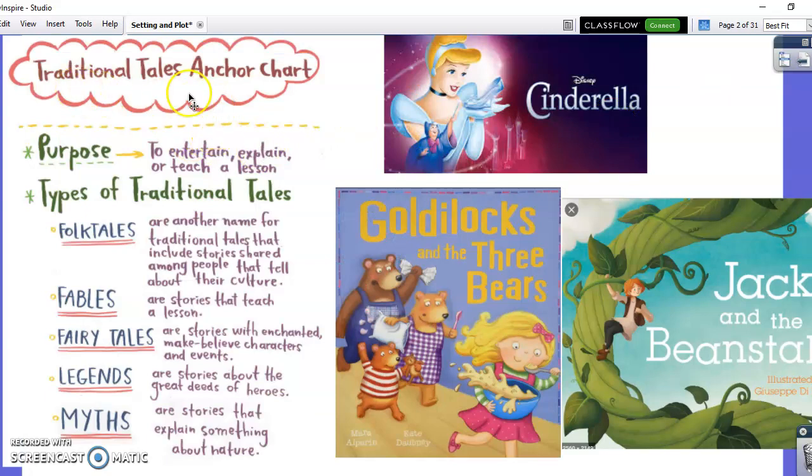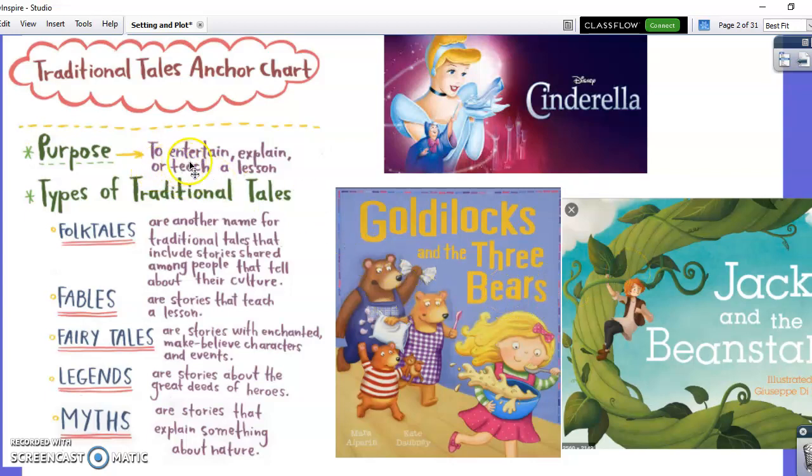This story is a traditional tale. Some of your popular traditional tales in the United States would be like Cinderella, Goldilocks and the Three Bears, or Jack and the Beanstalk. We know these are traditional tales. They're usually very old stories that people have been telling for lots and lots of years. We're talking about way back before computers and electricity and even books.